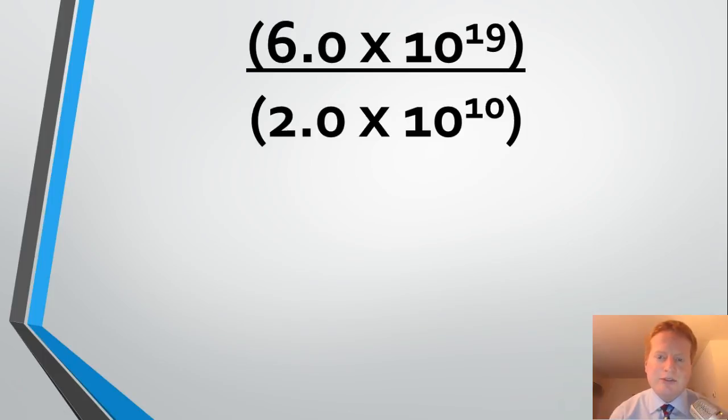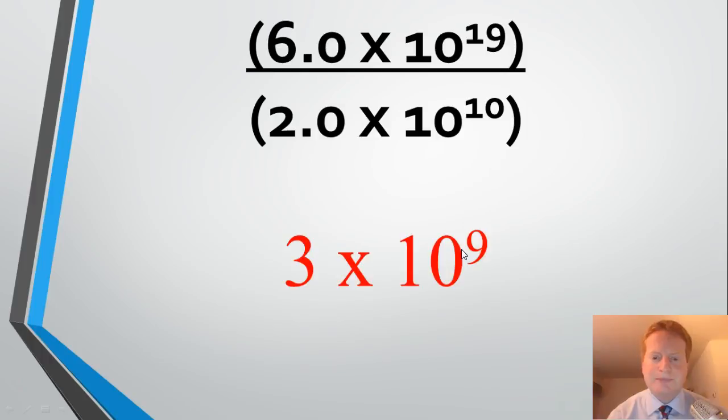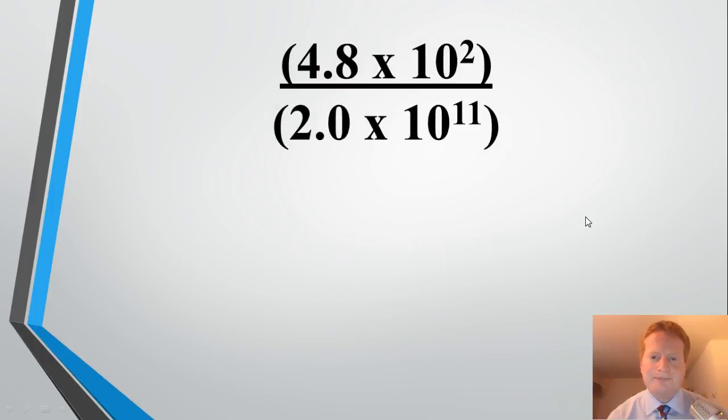Now we're dividing, so think about the division rules. Remember that we take our coefficients and we divide them normally, so 6 divided by 2 is going to be 3. We take our exponents and we subtract them, so 19 minus 10 is going to be 9. So here's our final answer.